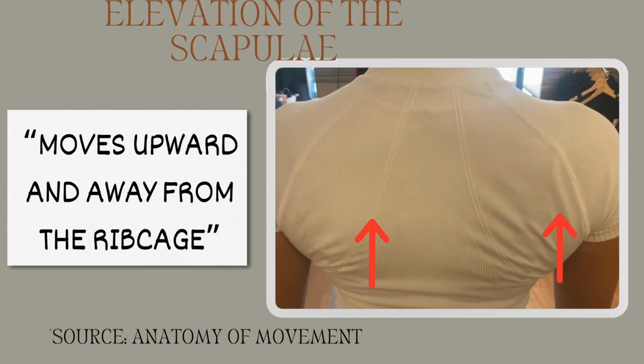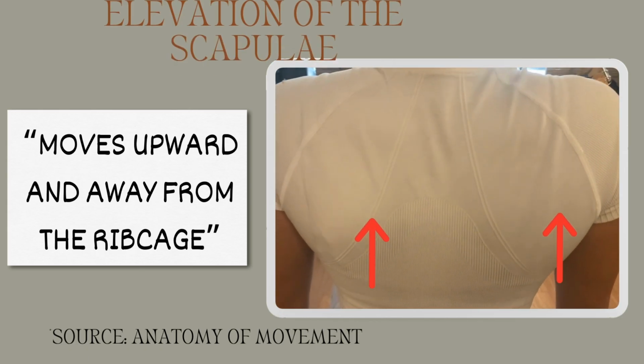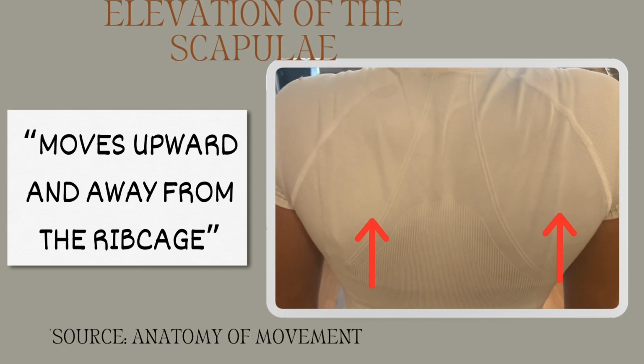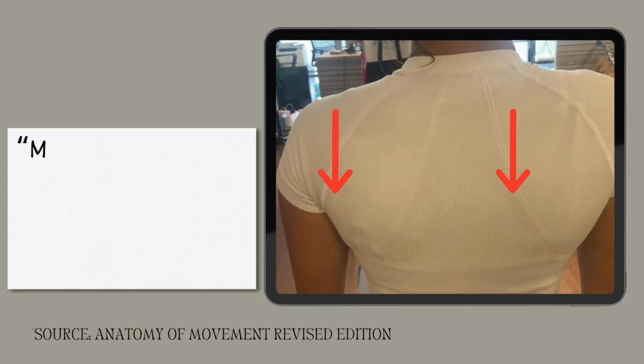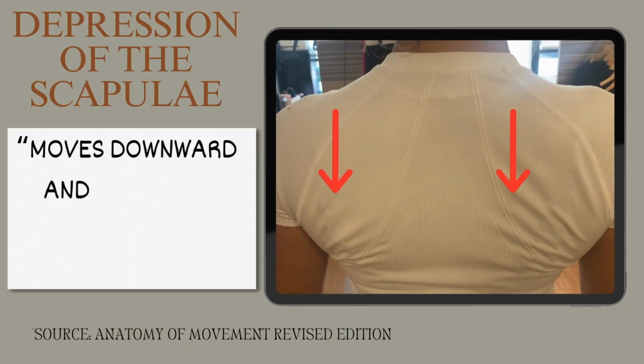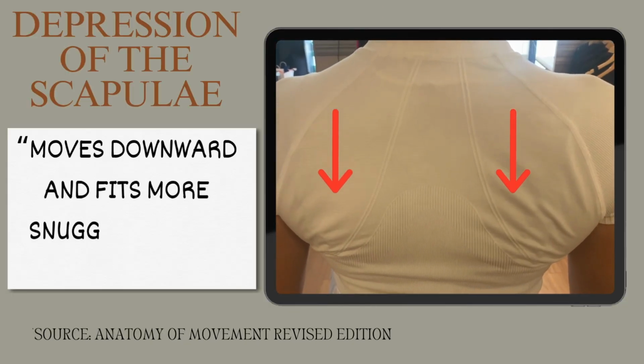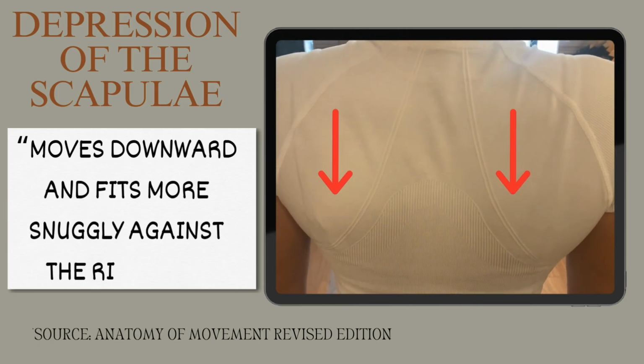Elevation is when your shoulder blades slide upwards, they elevate, they move up like an elevator. Depression of the scapula is when the shoulder blades slide down, the opposite to elevation, depression.